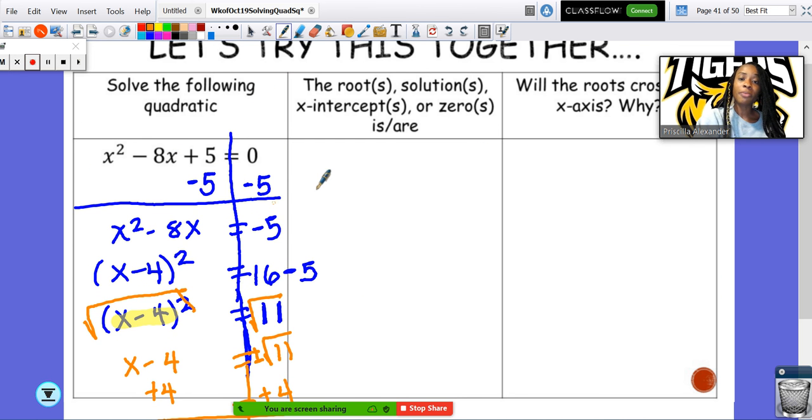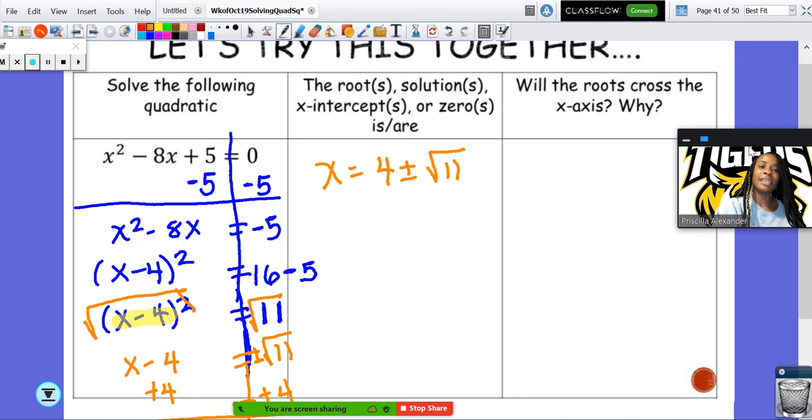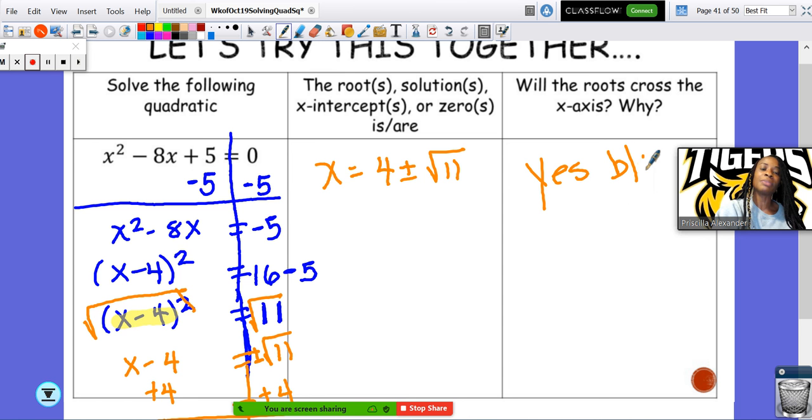So I'm going to go up here and say my roots are x equals 4 plus or minus the square root of 11. So I got two answers, 4 plus the square root of 11 and 4 minus the square root of 11. And then the next one says where the roots cross the x-axis and y. So yes, they're going to cross the x-axis, and that is because there is no i in the question. There's no i in the answer. So this is a real solution. It's going to cross the x-axis.